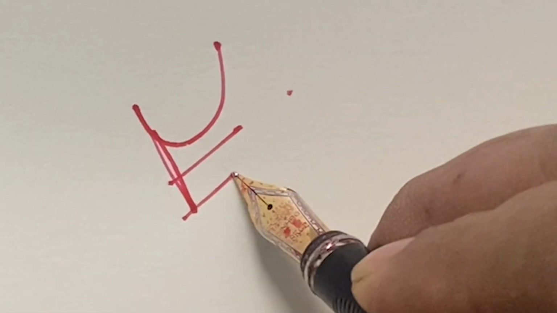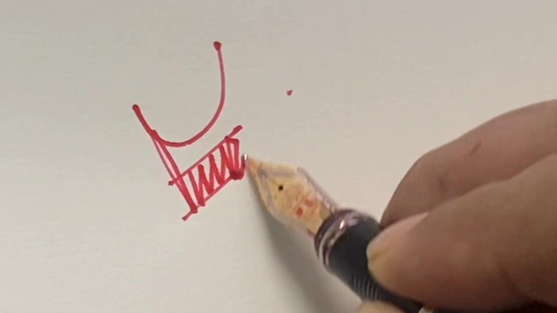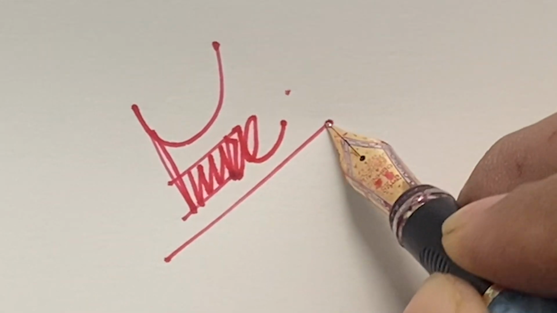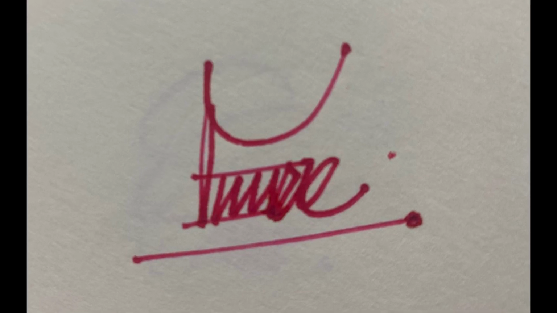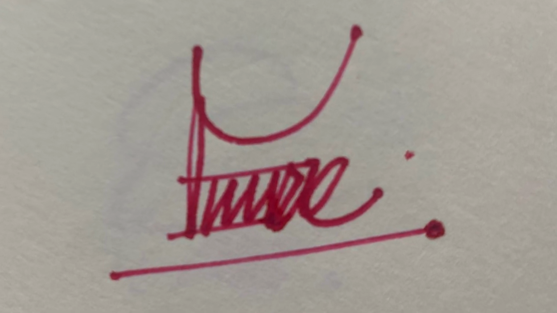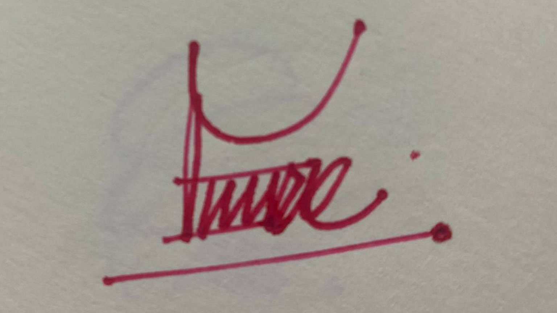For a dynamic and angular style, let's look at Emre. This design uses sharp angles instead of curves for the letter E, and M-R-E in a compressed form, giving it a modern architectural feel, perfect for a strong statement.